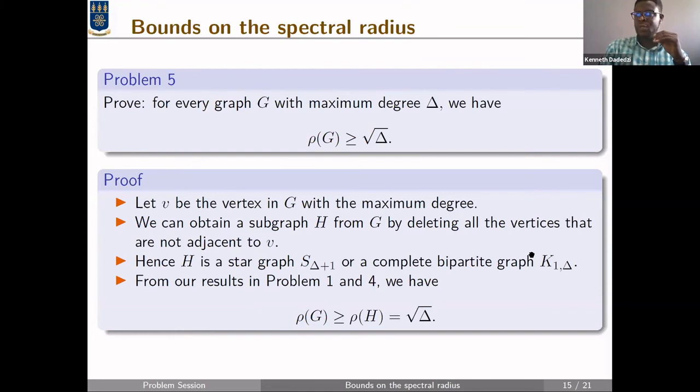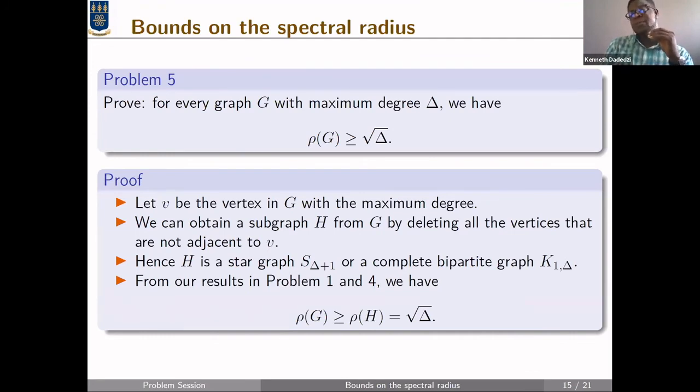Because we know the spectrum of the complete bipartite graph, it contains zeros and the square root of m times n. And this time it is 1 times the maximum degree, delta. So we have delta here, and that's the spectral radius of that, and that easily gives us this result. Basically, we can employ this method to help solve these problems.